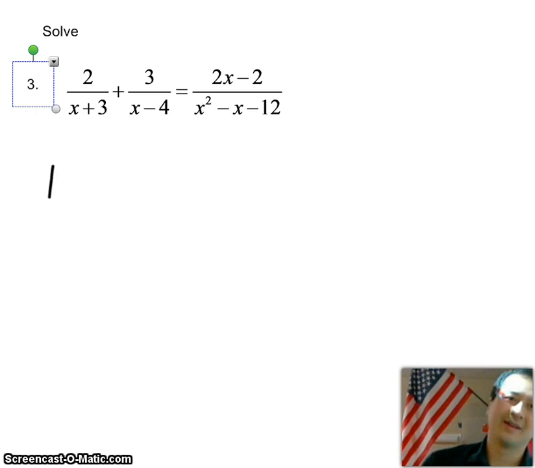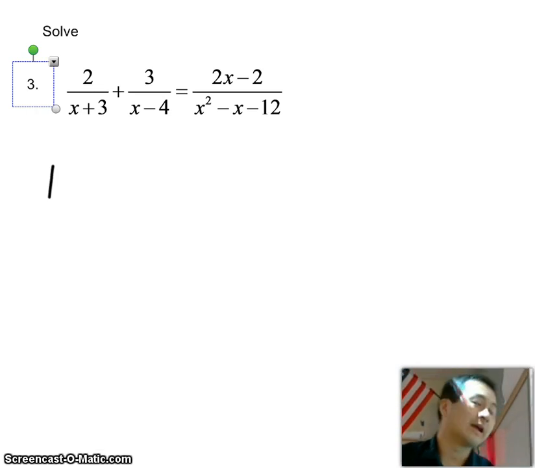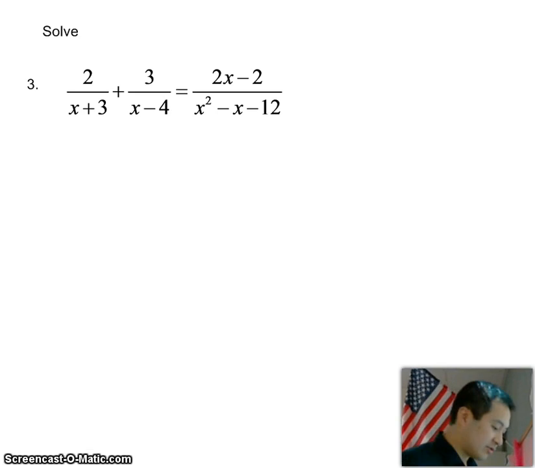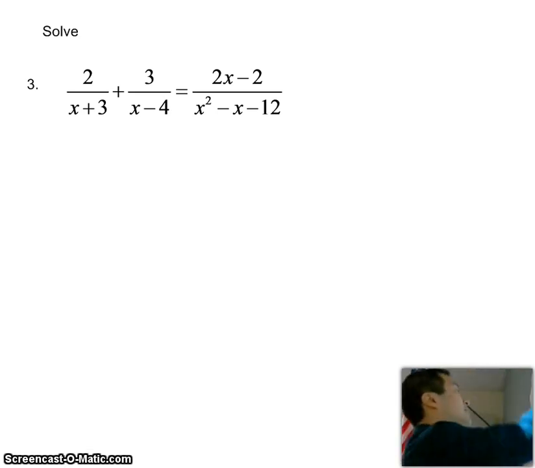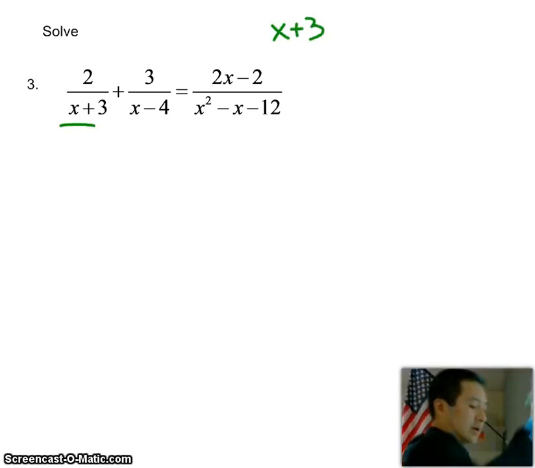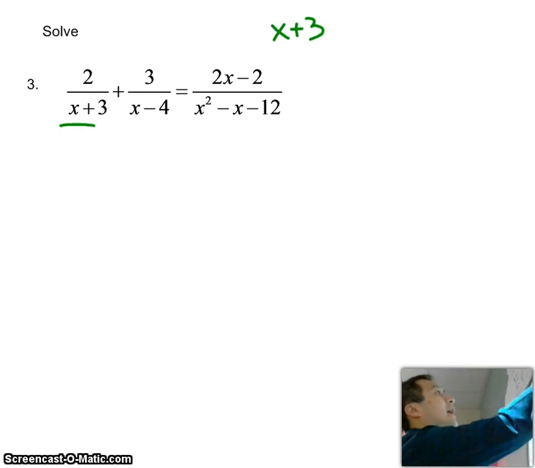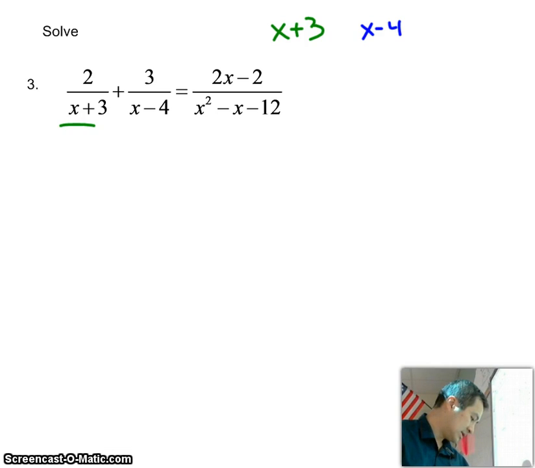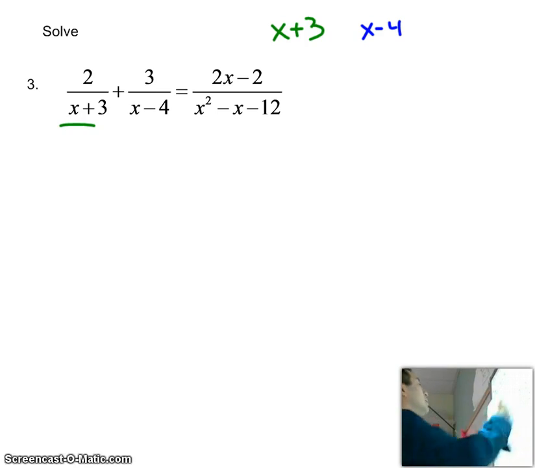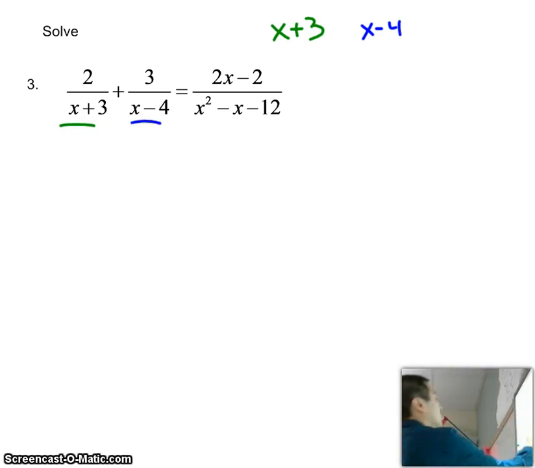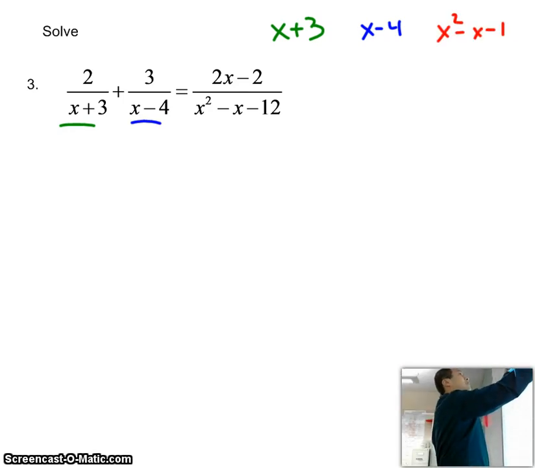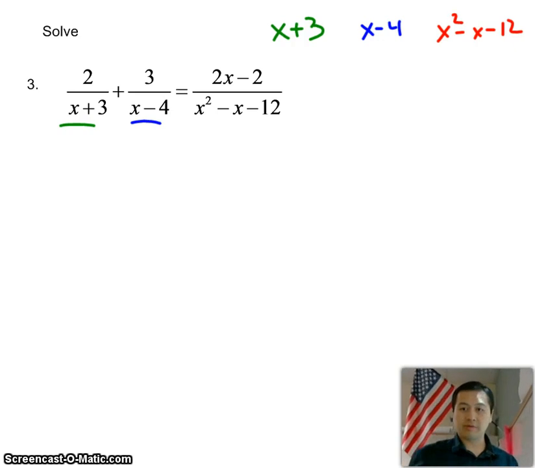Alright, let's try this one. This looks kind of complicated. Alright, let's go through it one at a time. We have 3 fractions. Let's write my 3 fractions. My first fraction is x plus 3. My second fraction is x minus 4. My third fraction is x squared minus x minus 12. Pause and see if you can find the common denominator for all 3 fractions.